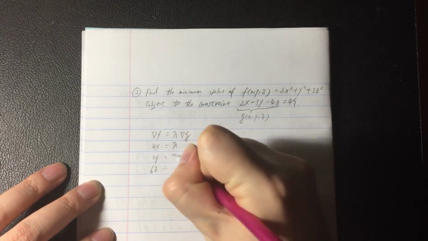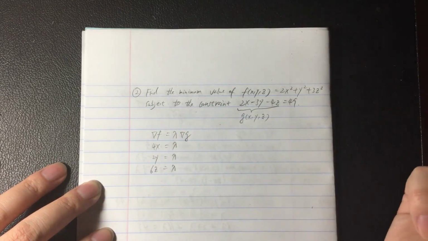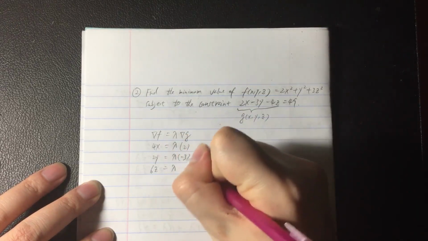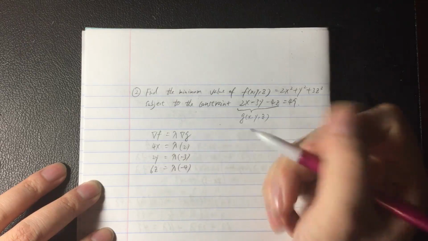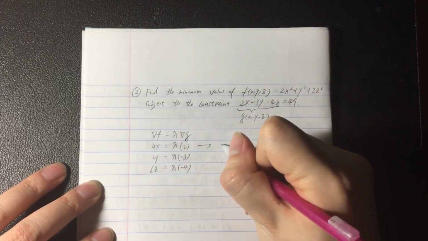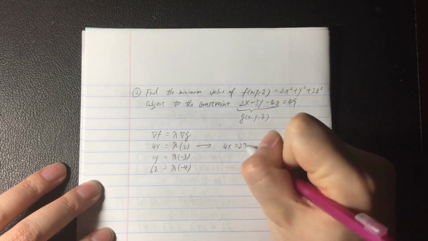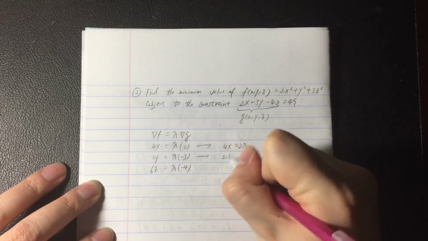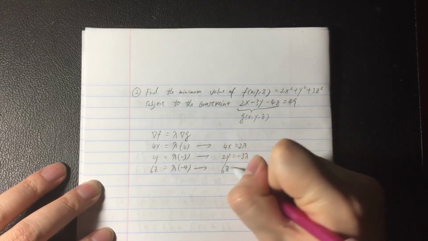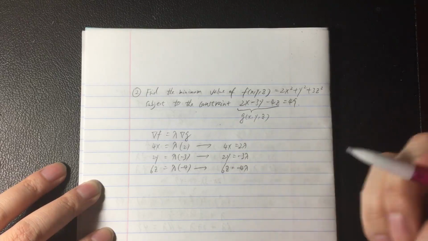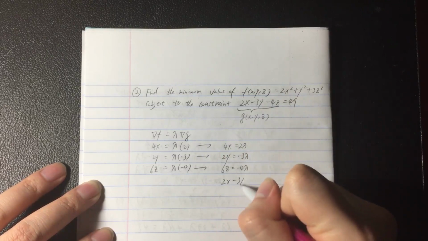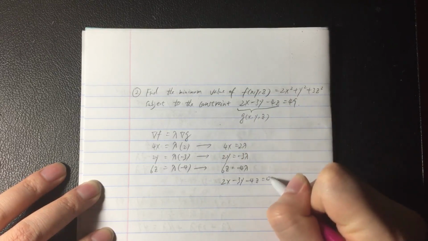Keep lambda the same. Gradient vector of function g is 2, -3, and -4. So these equations can be rewritten as 4x equal to 2 lambda, 2y equal to -3 lambda, 6z equal to -4 lambda. Together with the constraint equation, 2x minus 3y minus 4z equal to 49.